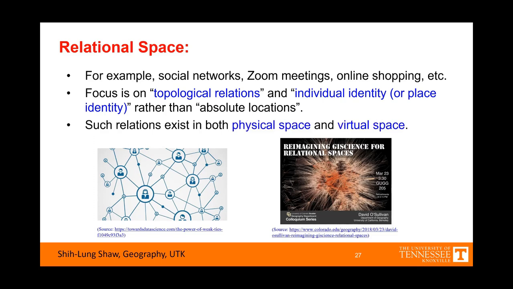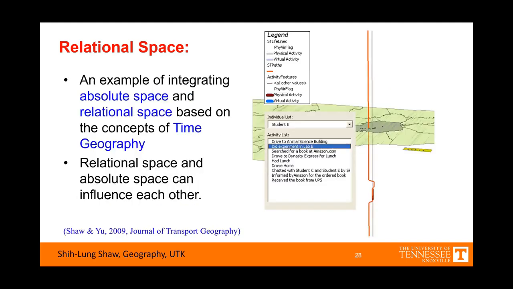Also, these kinds of relations exist in both physical space and virtual space. We can have a friend network in physical space too. And this was published in 2009 in the Journal of Transport Geography. We did this to try to combine the absolute space and relational space.